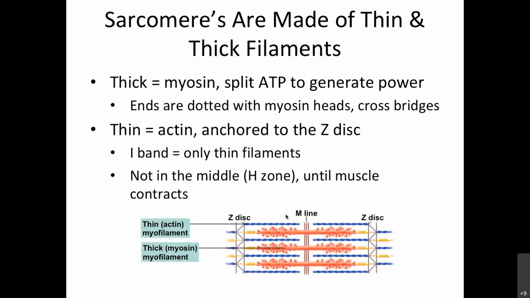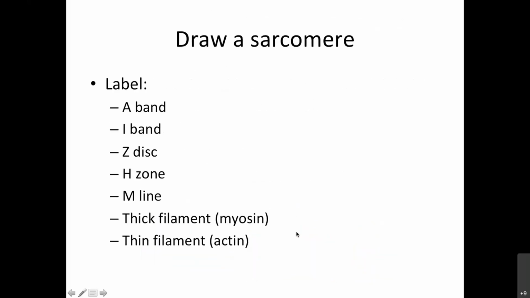Now, what is the I band and the A band, or that light area and the dark area? The light area is where there's only actin. So the light area is near the Z disc, where there's only those thin actin filaments. That's what makes it light. And the dark band, the A band, is the area where you will find the myosin filaments. Okay, that's what gives them their name. So you're going to be able to draw a sarcomere.